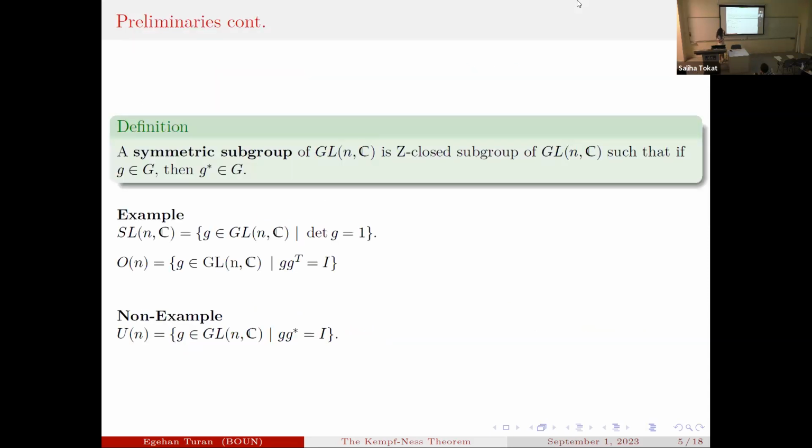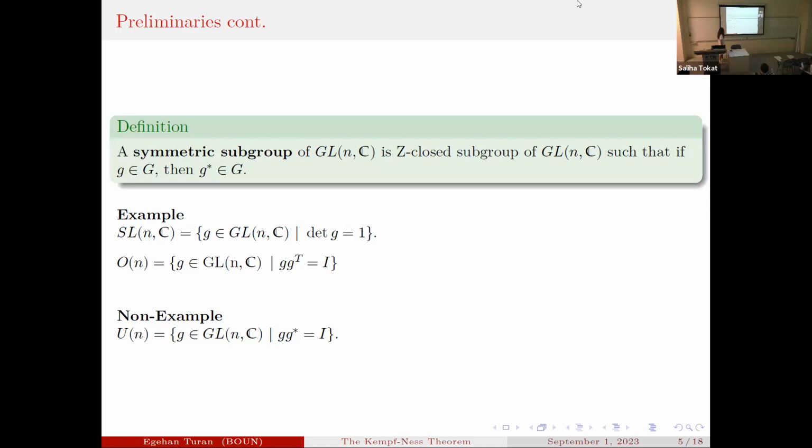My really important definition here is the symmetric subgroup of the general linear group. It is defined as a Zariński closed subgroup of GL_n(C) such that if a matrix g is in this group, then its Hermitian conjugate must also be in this group. Of course, if I'm talking about Hermitian conjugacy, I should give you an inner product. If I'm not specifying my inner product, I'm just using the standard inner product on C^n. I have two examples here. The first one is the special linear group, and the second one is the orthogonal group.